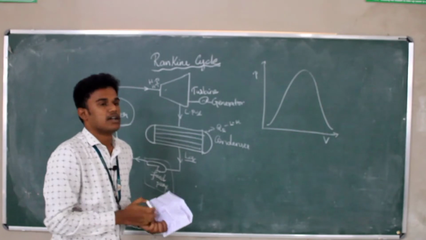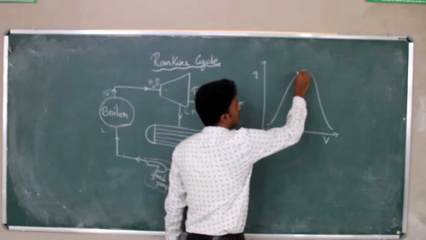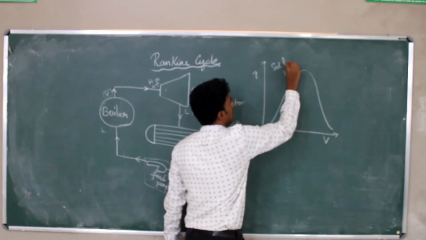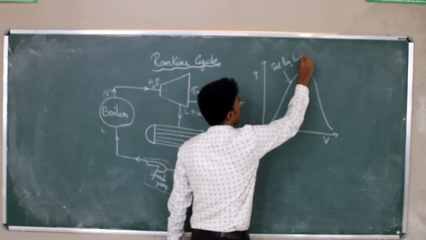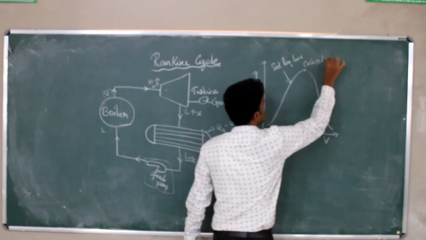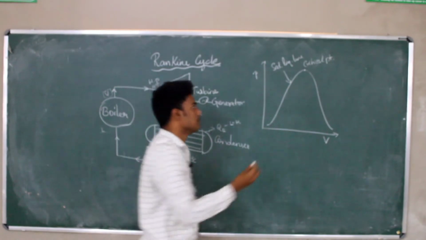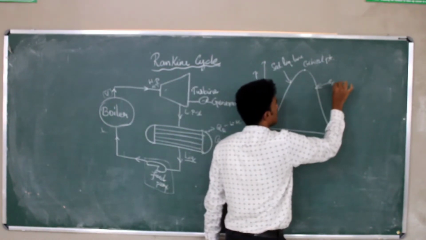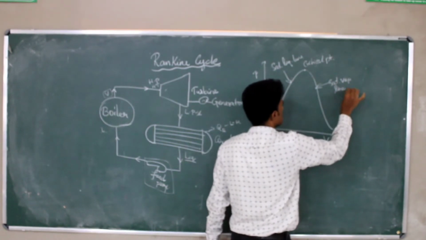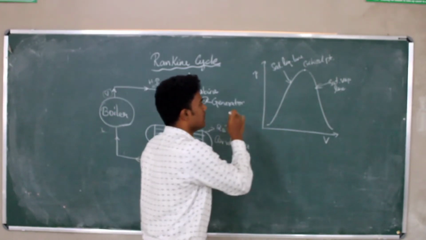So this is a line of pressure. Here this is called the saturated liquid line, and this is the critical point, and the remaining is the saturated vapor line. This graph you can also find in steam tables. Here we are going to plot this.